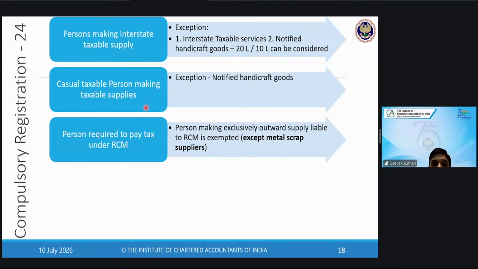Then a person required to pay tax under RCM. If you have to pay on reverse charge, then you will have to immediately take the registration. Exception is only one, that is a metal scrap supplier. A metal scrap supplier will take registration once he crosses the threshold limit. All other persons who are paying reverse charge mechanism will have to take registration and pay it to the government.